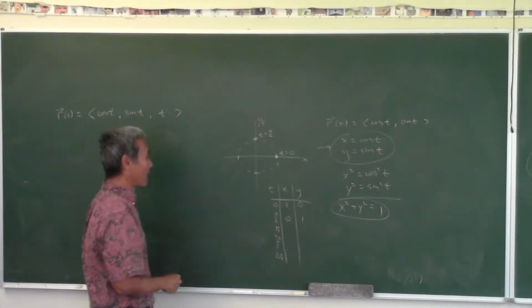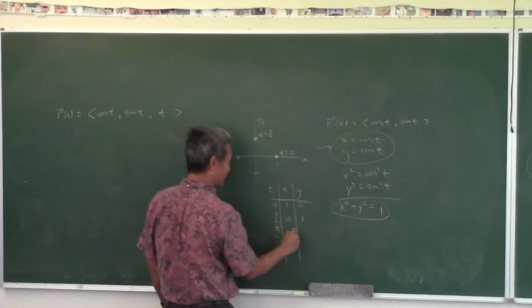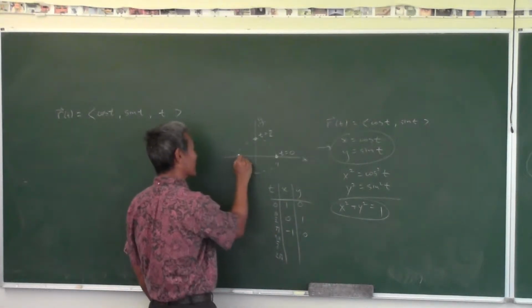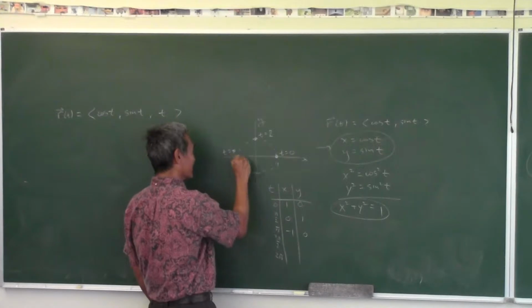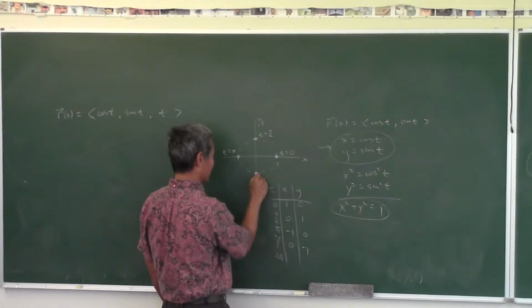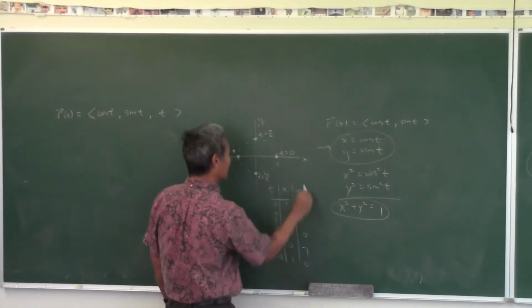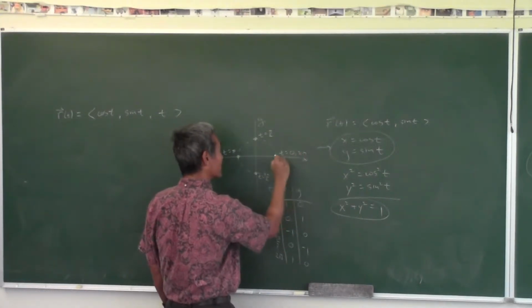Okay, what about at pi? Negative 1 and 0. So the particle is here at pi. At 3 pi over 2, we get 0 and negative 1. What about 2 pi? 1, 0. So the particle starts here and goes around like this.